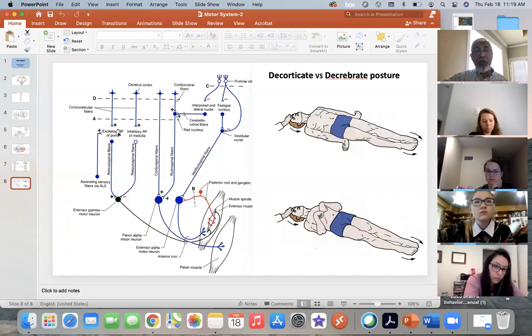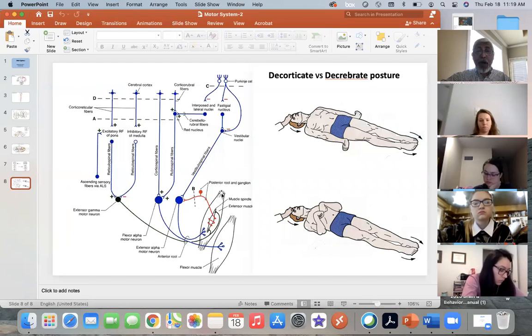Why? Because you disconnect the cortex at this level, right? Now, why are these muscles extended like this? Because muscles went into spastic contraction. Why? Because now you don't have the control of corticospinal and you don't have rubrospinal, which is a flexor.